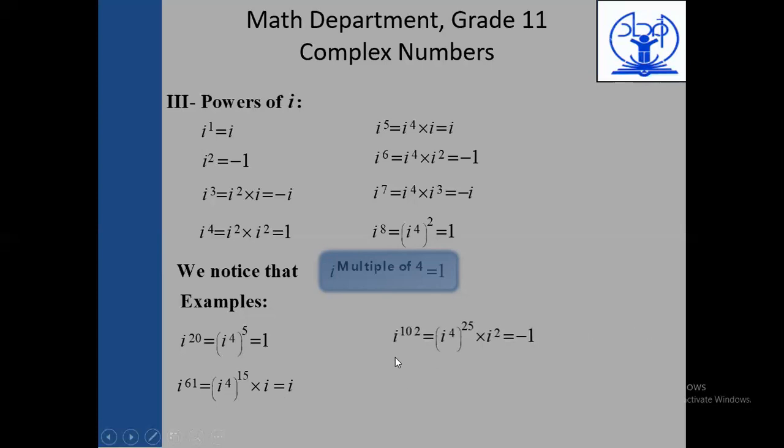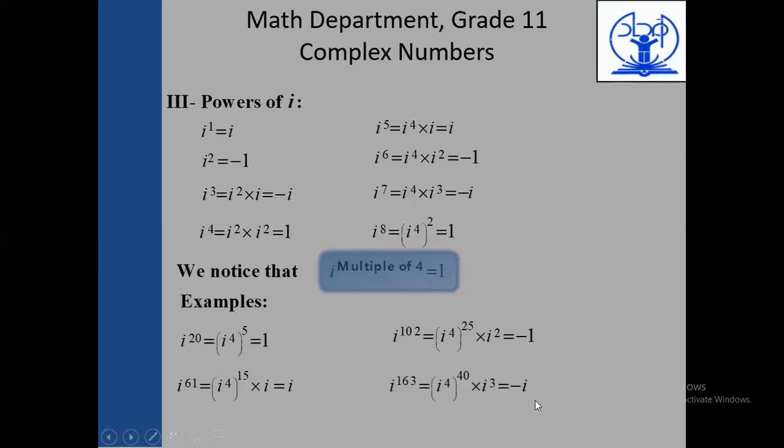What about i to the power 102? The largest integer which is a multiple of 4 and which is smaller than 102 is 100. So it's better to split it into a multiple of 4, i to the 100, times i squared. i to the 100 is i to the 4 to the 25, which is 1, times i squared, which is -1.